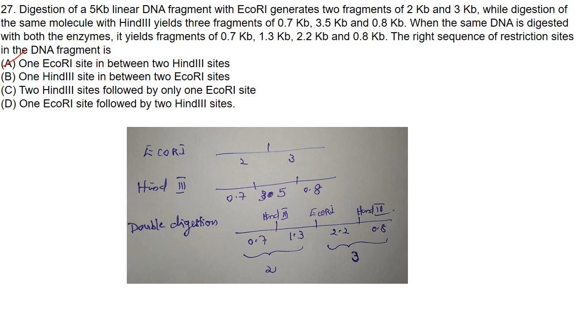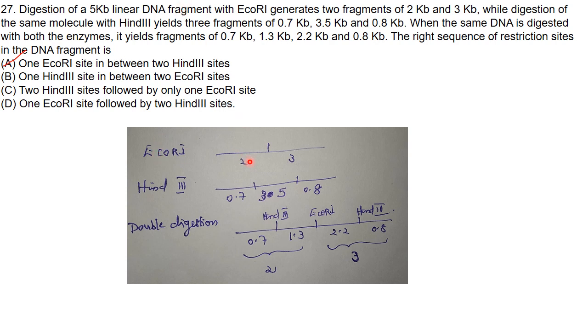Then digestion of a 5 kb linear DNA fragment with EcoR1 generates two fragments, 2 kb and 3 kb, while digestion of the same molecule with HindIII yields 3 fragments, 0.7 kb, 3.5 kb and 0.8 kb. When the same DNA is digested with both the enzymes, it yields fragments of 0.7 kb, 1.3 kb, 2.2 kb and 0.8 kb. The right sequence of restriction sites in the DNA fragment is.